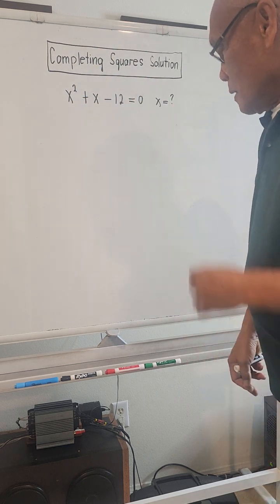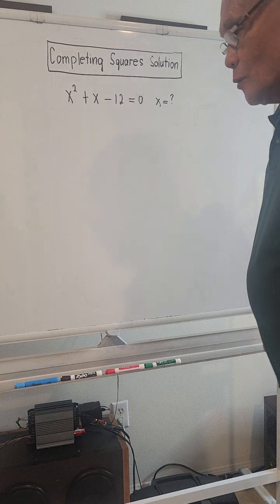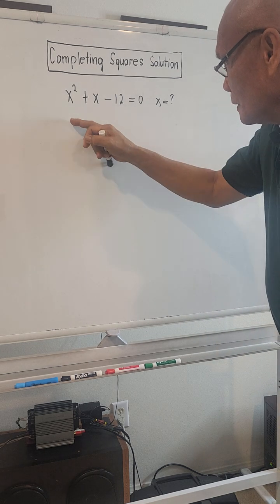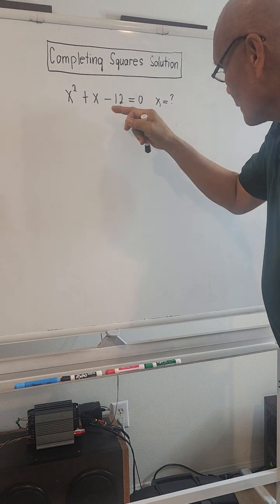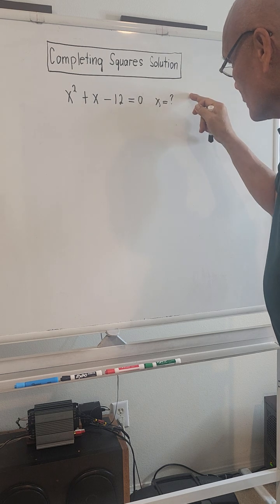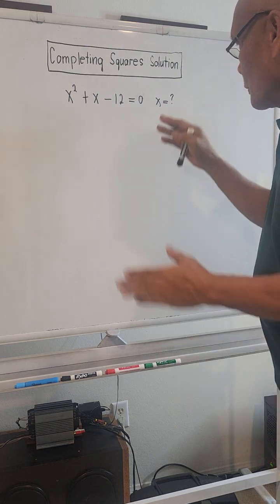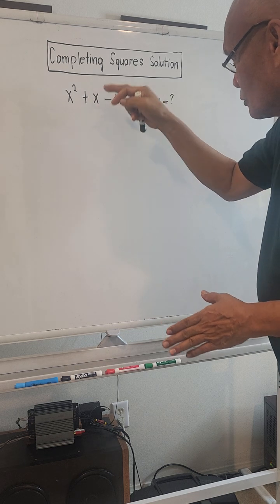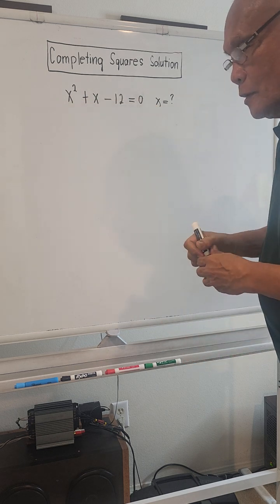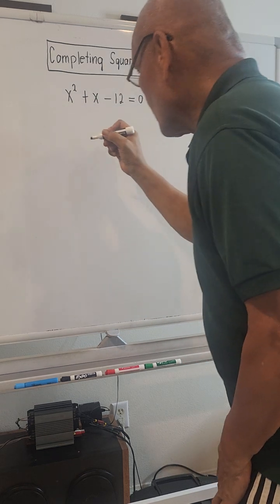Okay, we are given a quadratic equation, x squared plus x minus 12 equal to 0. We are asked to find the value of x. Of course, there should be two values of x because it is quadratic. Okay, let's try to bring out the solution.